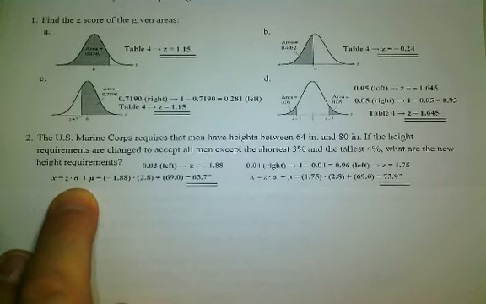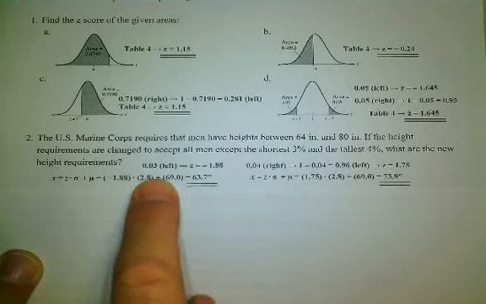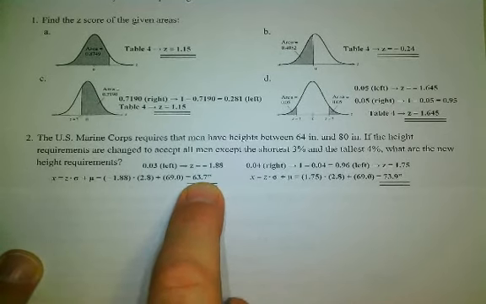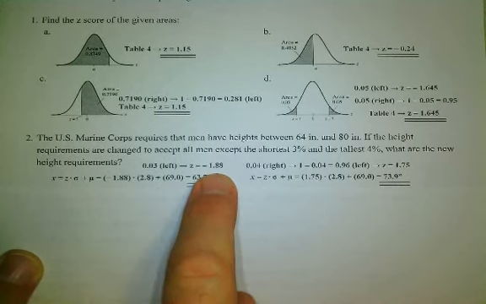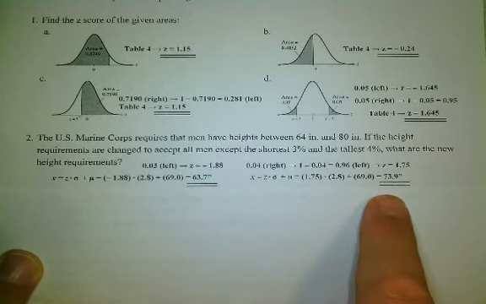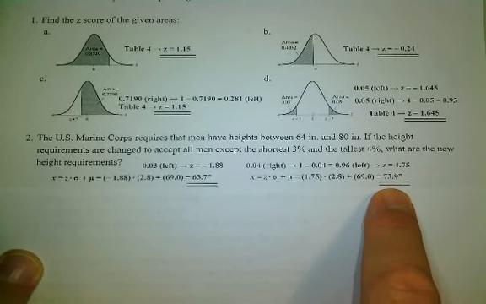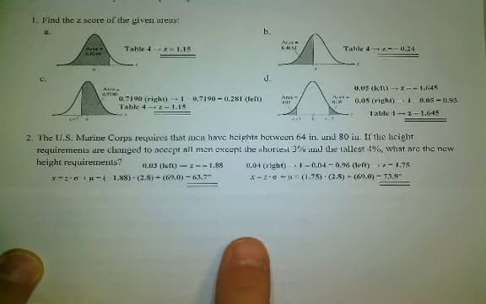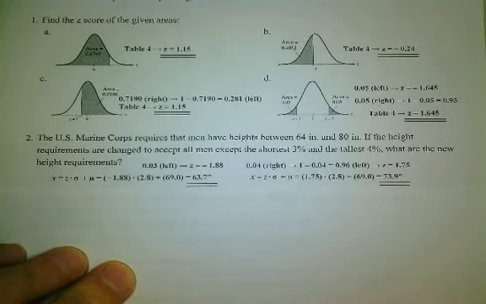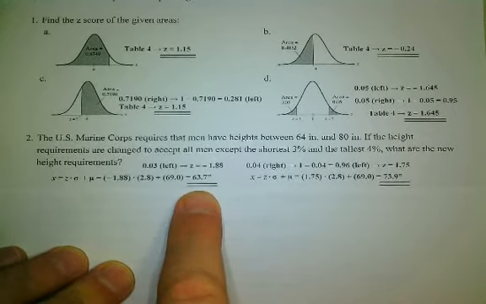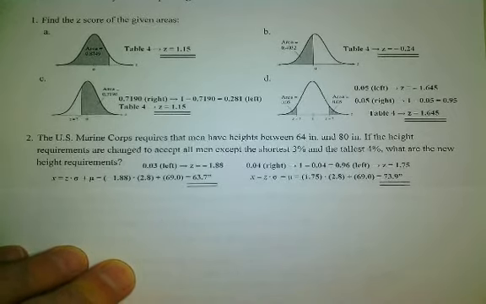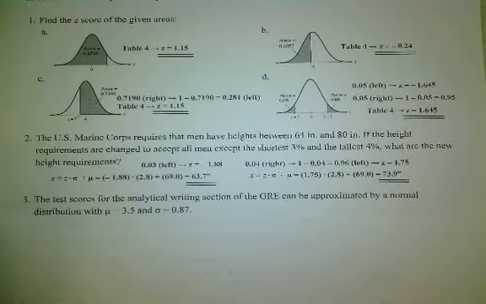X equals z times sigma plus mu, z-score times the standard deviation plus the mean. And note, this one comes out a little bit less than the mean because I had a negative z-score. Over here, this one comes out slightly above the mean because I had a positive z-score. So if all I wanted to do was exclude the shortest 3% and the tallest 4%, instead of having the numbers 64 and 80, I could have 63.7 and 73.9.